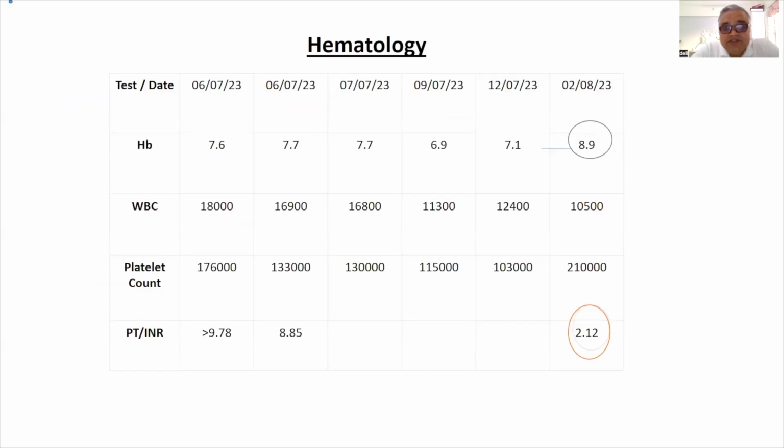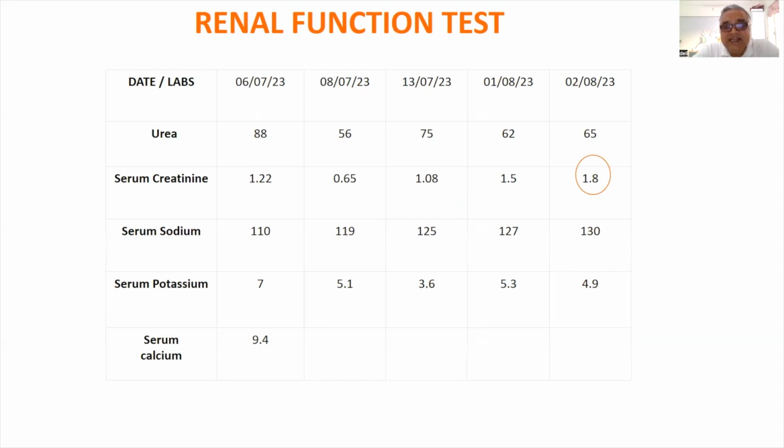Coming to the lab investigation, HB 8.9, fairly acceptable. INR 2.12, still very acceptable, which was more than 9.78 way back in month of July. So now he's maintaining INR of 2.12 with his plan to undergo liver transplantation. Creatinine is 1.8, which was a bit concern for us, but with the background of ascites, HRS, we can't avoid this patient for anesthesia, so we have decided to take him for surgery with a creat of 1.8.